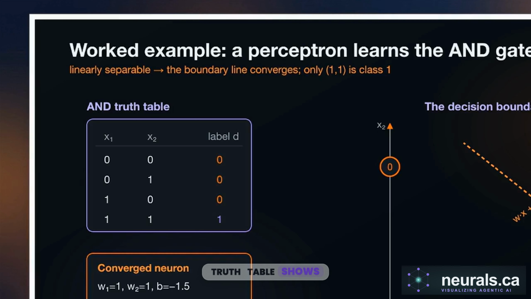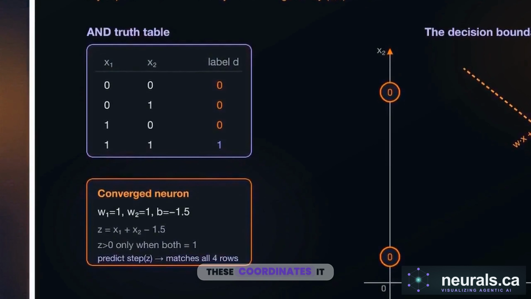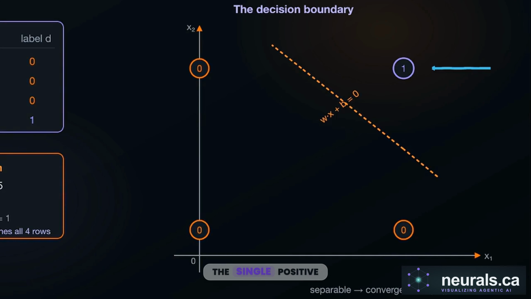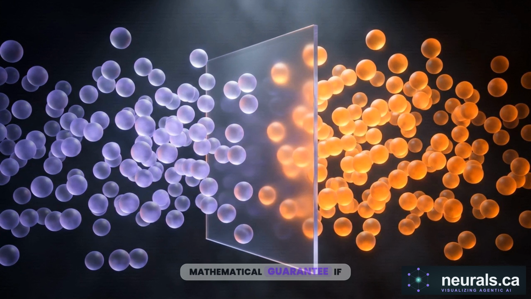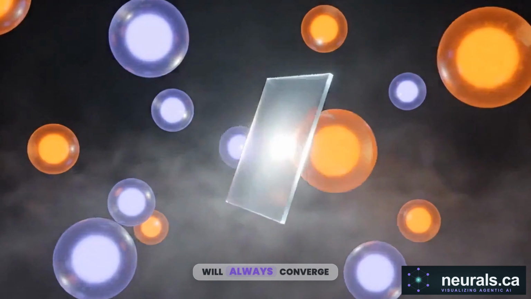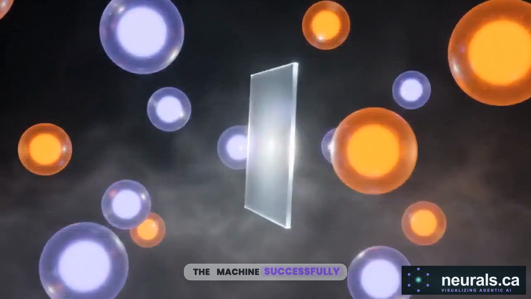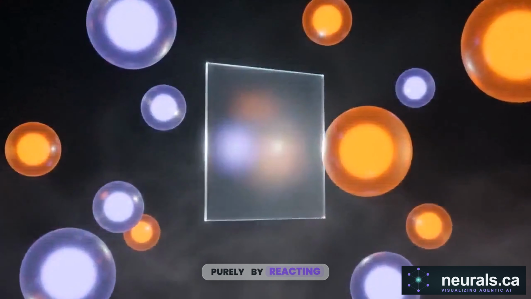This truth table shows a classic AND gate, where the output is only a 1 if both inputs are a 1. As the algorithm evaluates these coordinates, it makes errors, adjusts its weights, and tries again. After a few cycles, the neuron converges. The weights lock into place, snapping the decision boundary perfectly across the graph to isolate the single positive coordinate from the 3 negatives. This yields a famous mathematical guarantee. If a dataset is linearly separable, the perceptron learning rule will always converge. The machine successfully classifies the world purely by reacting to its own failures.